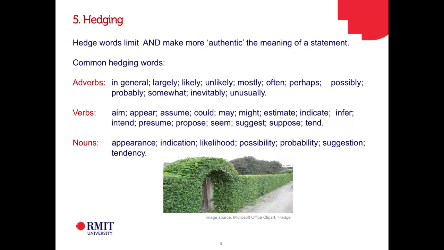Let's have a look at hedging. Hedging is an essential skill in academic discourse because claims to fact can be very dangerous, particularly in fields that explore human behaviour or thought. Theories themselves are generalised, non-absolute accounts of how something works. So even theories are not facts. We need to get used to using hedging words to qualify our statements. And here are some examples. There are adverbs, verbs, and nouns. Pause the video while you have a look at them.